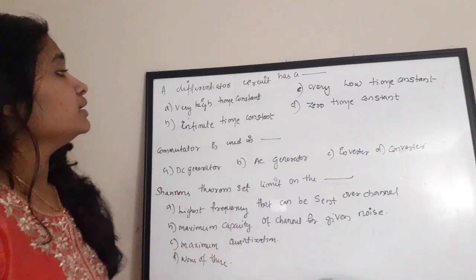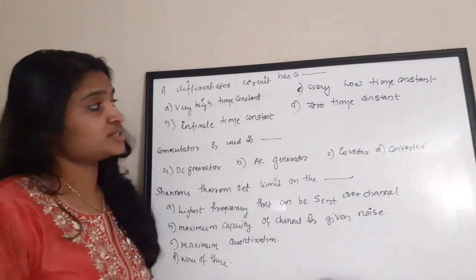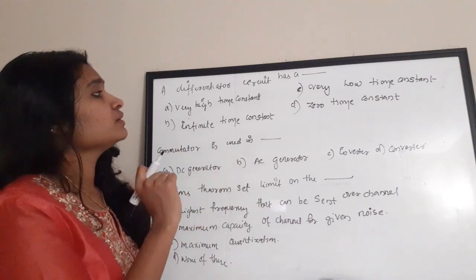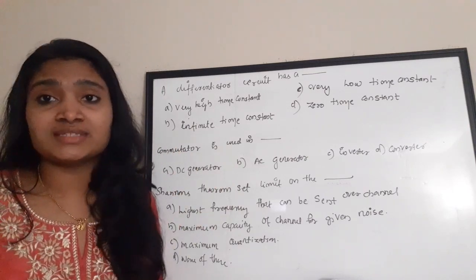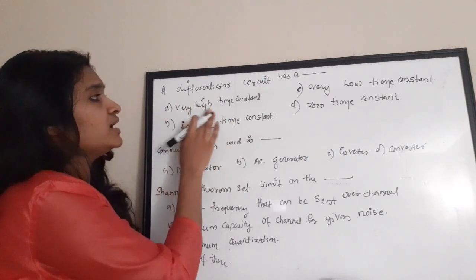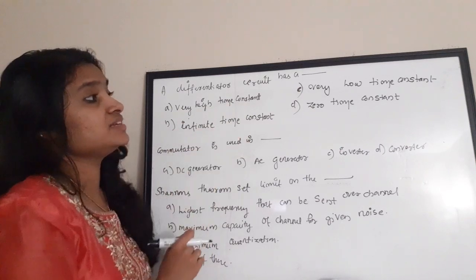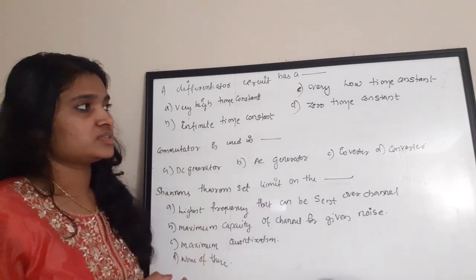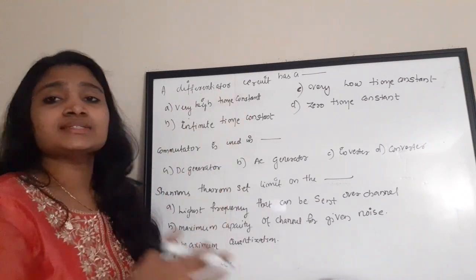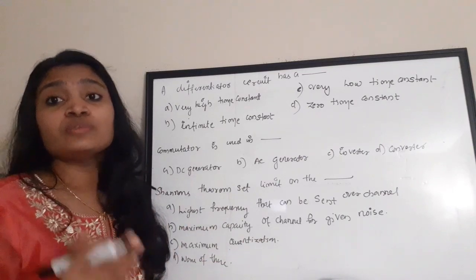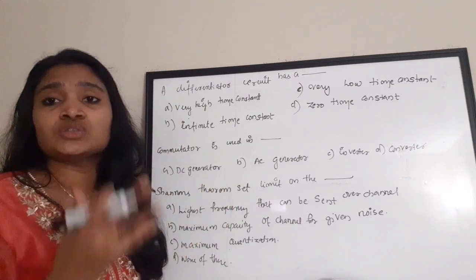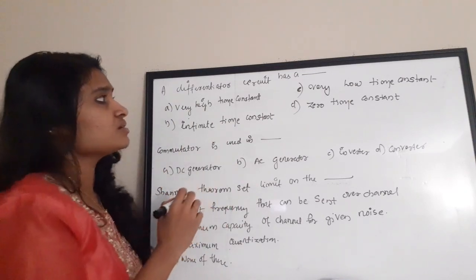Next question is this. A differentiator circuit has a dash. The question is regarding the time constant of the differentiator circuit. A, very high time constant. B, infinite time constant. C, very low time constant. D, zero time constant. So what is actually a differentiator circuit? In a differentiator circuit, the output is directly proportional to the rate of change of input. So this circuit is differentiating the change of input, and such a circuit is called a differentiator circuit.